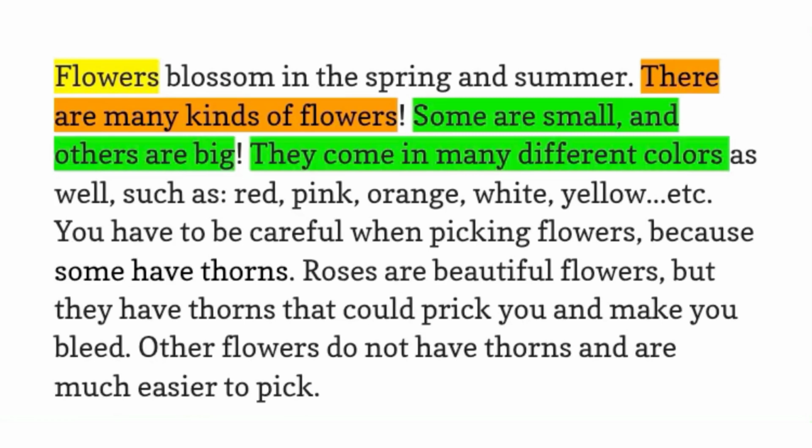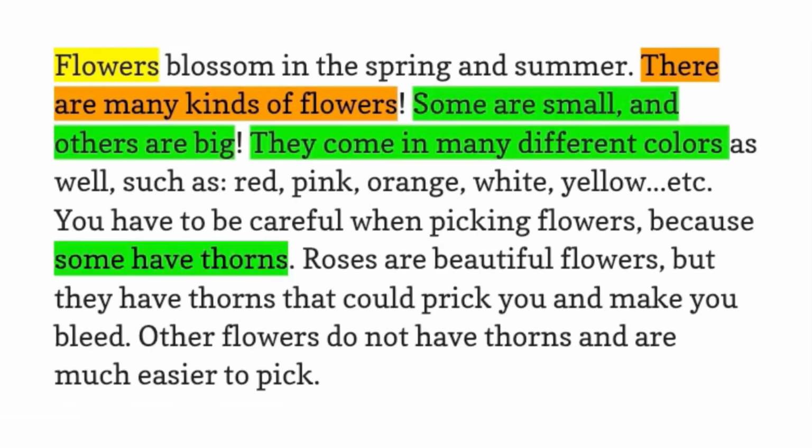Let's read the next part. You have to be careful when picking flowers because some have thorns. Does that tell us how there are different kinds of flowers? It does because they told us that one very specific part. They told us that some have thorns. So if some have thorns, that means some don't. So that shows us how they are different.